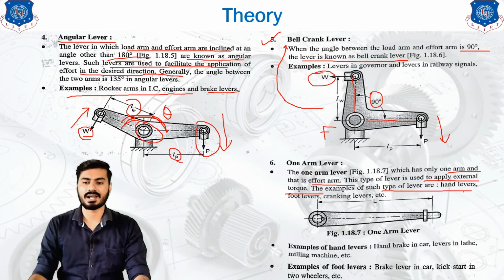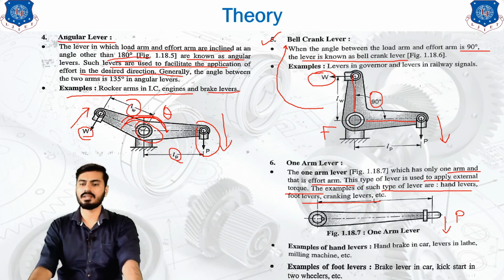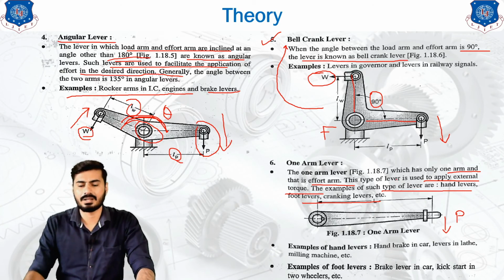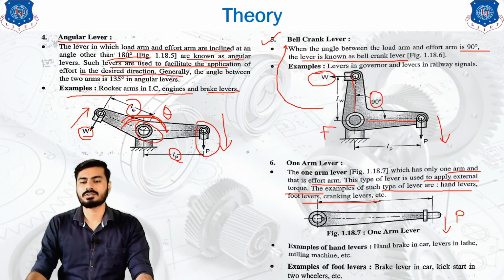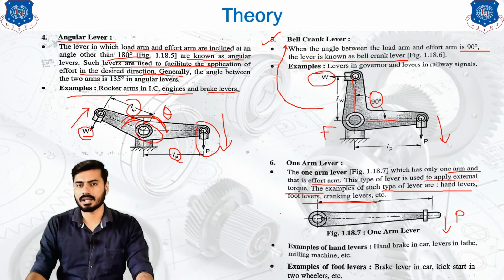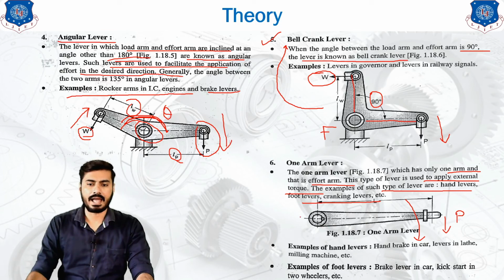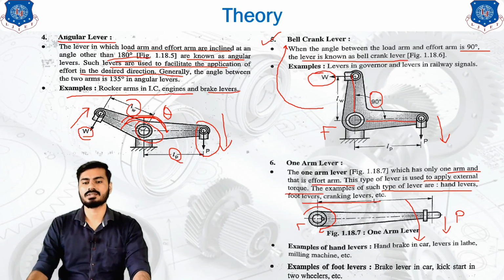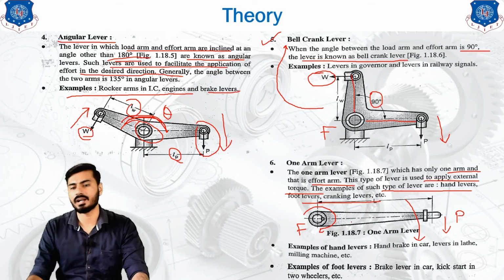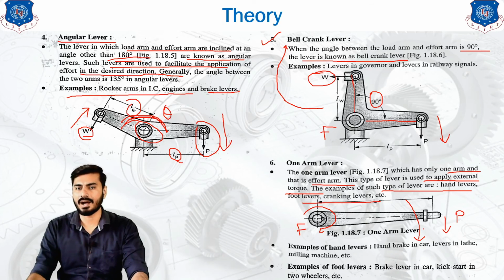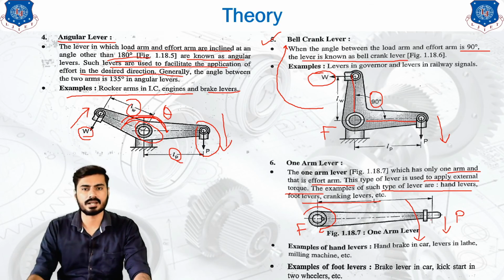Examples of such levers are the hand lever, foot lever, and cranking lever. As you can see, this is the arm where you apply the effort, and this effort may be in any direction, upward or downward. Right now I have drawn just one direction, the downward direction, in order to rotate this lever in the clockwise direction and apply the torque at this particular point. So this will be our fulcrum and this will be our effort arm. There is no load arm to be represented in this lever.